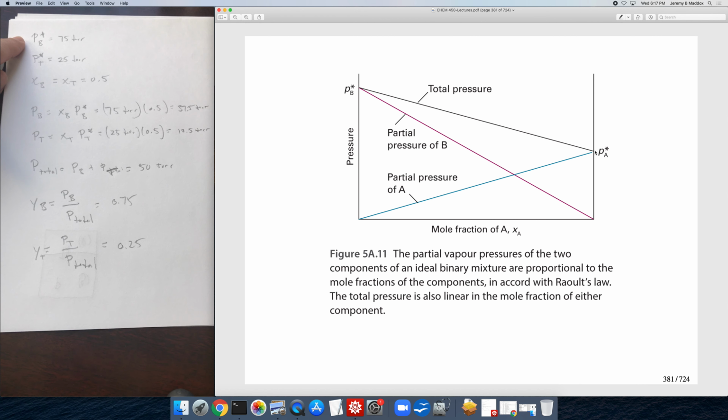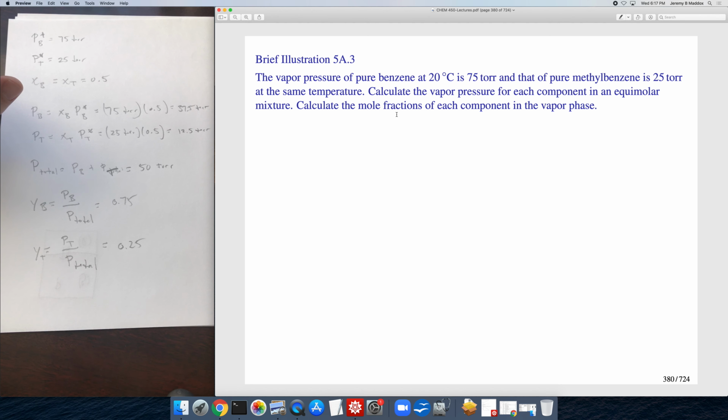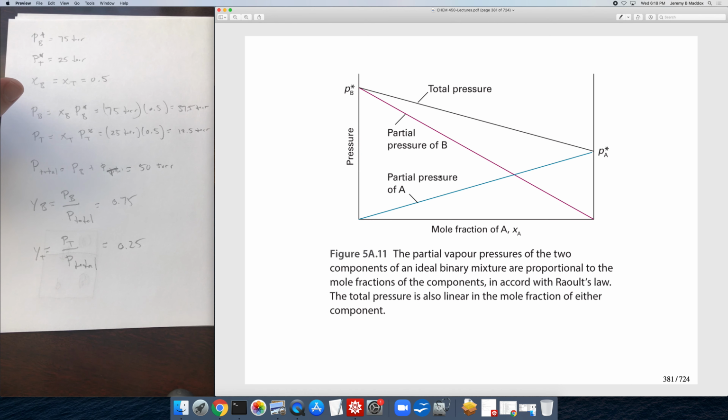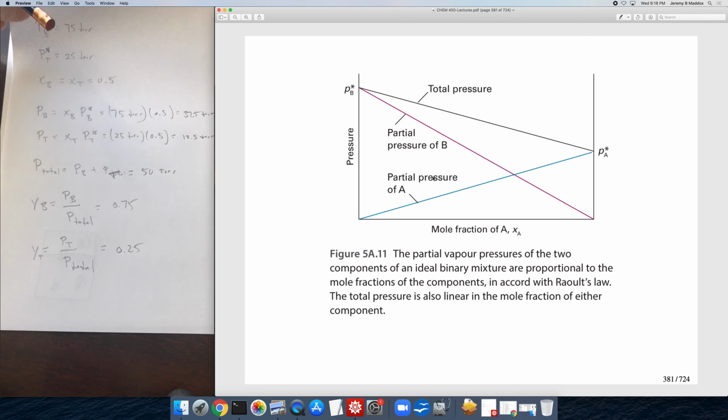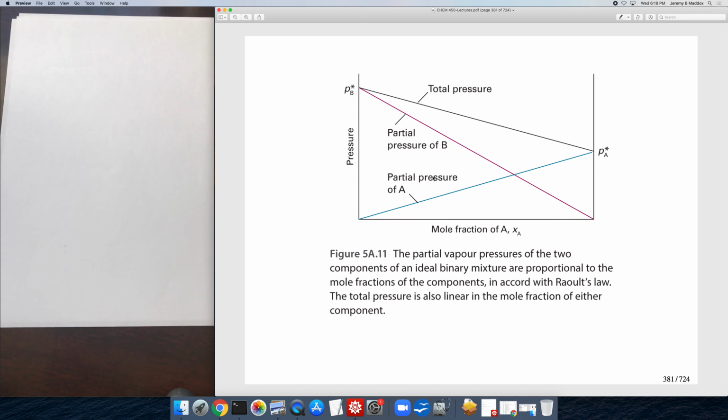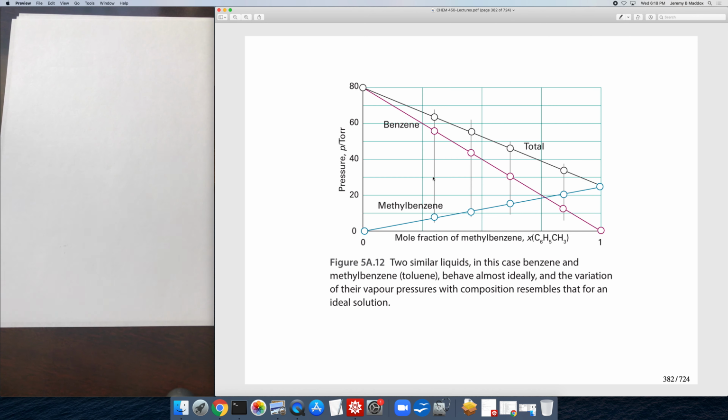You can anticipate an exam problem just like this one, and then also you'll need to be able to draw the appropriate diagram for that problem. This would be the example from our text. It's the same diagram, just here for benzene and toluene, they put the names on the figure.